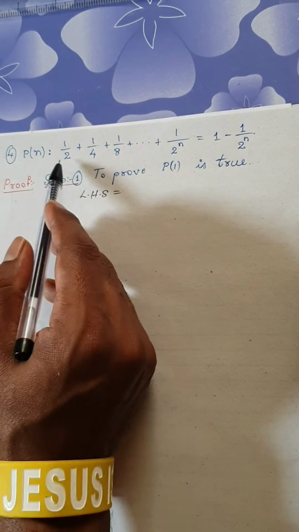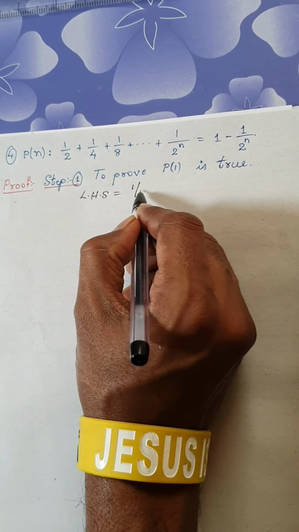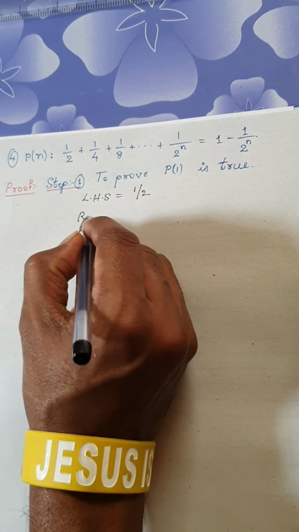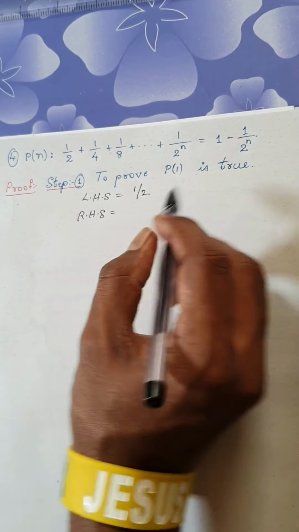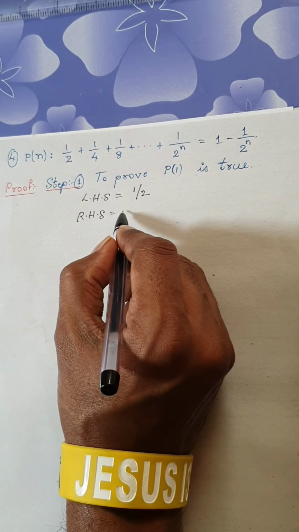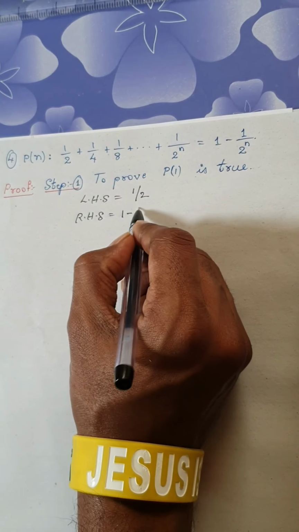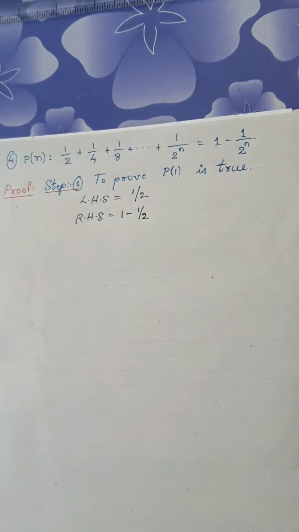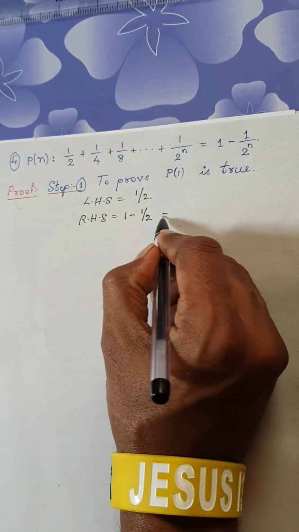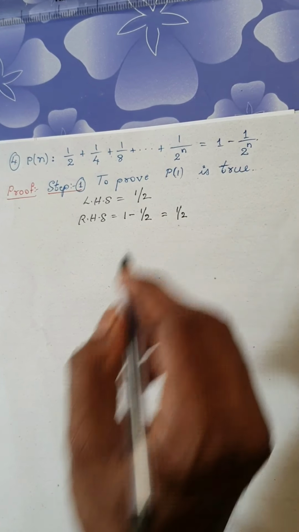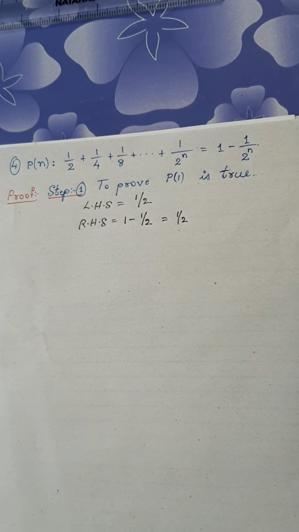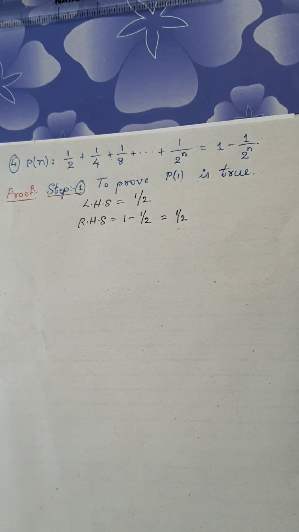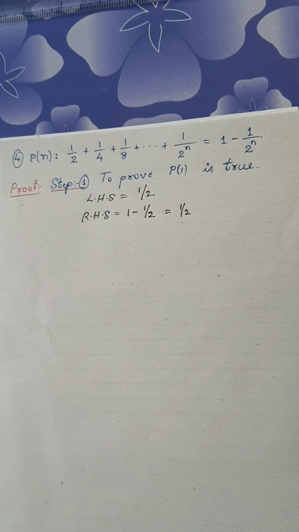So what is LHS? What is the first term? LHS first term is 1 by 2. Okay, so keep it as it is. Now what happens to RHS? So RHS is nothing but, in the right hand side put n is equal to 1. So it is 1 minus 1 divided by 2 power 1. 2 power 1 is nothing but 2 only. So this is nothing but, what is 1 minus half? It is quite clear, it is half, isn't it? In complete 1, if you take away half, it is half. So it's very simple here. LHS is equal to RHS. Therefore P of 1 is true.